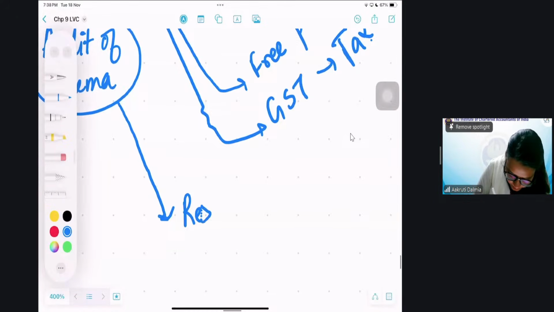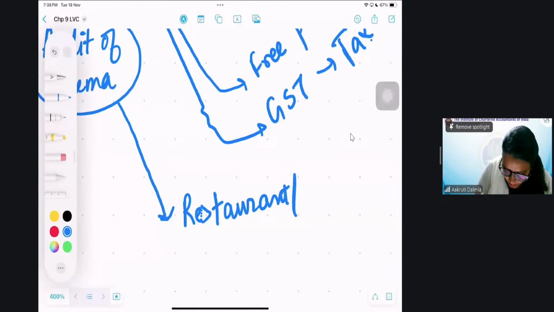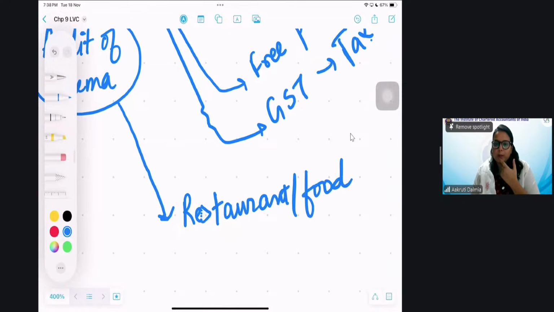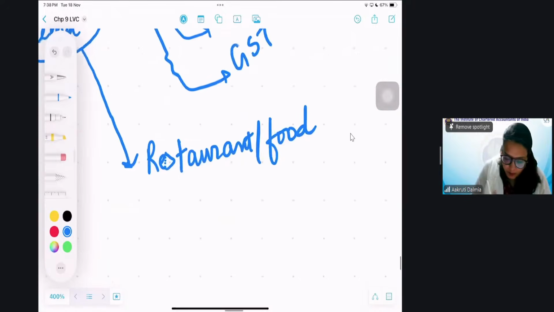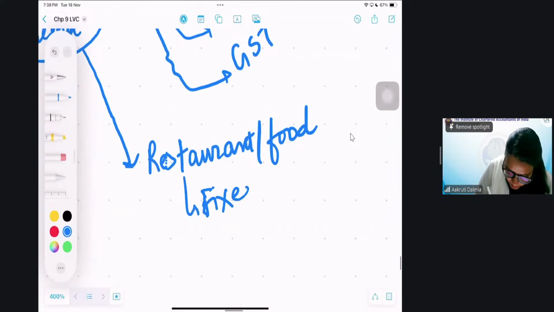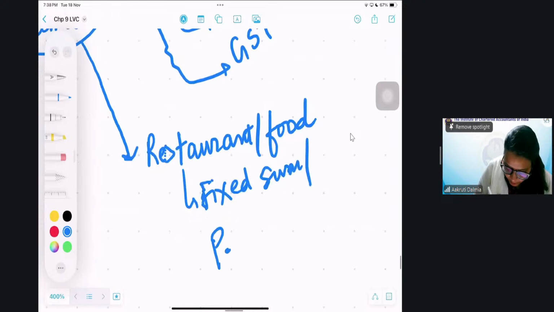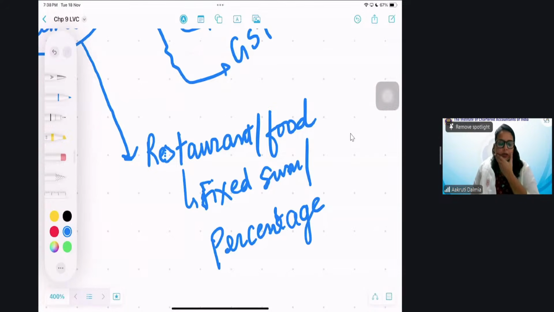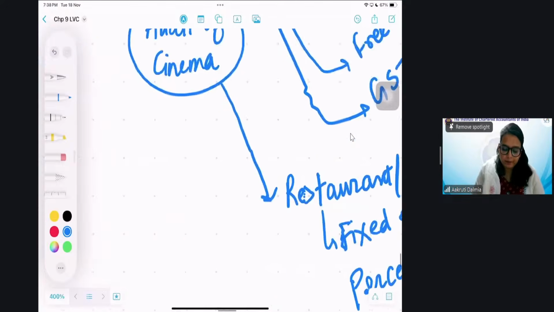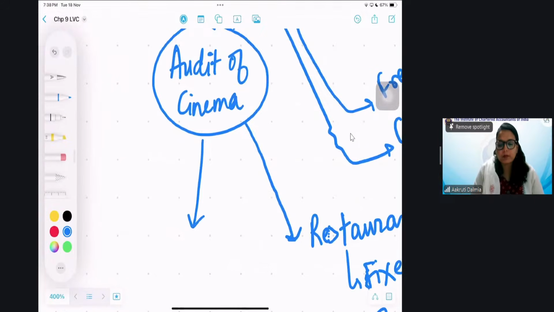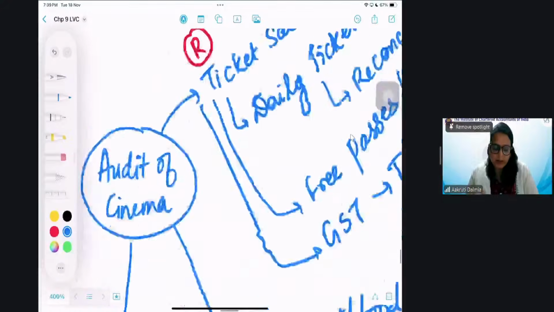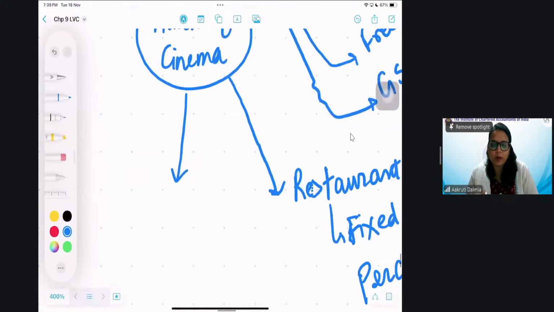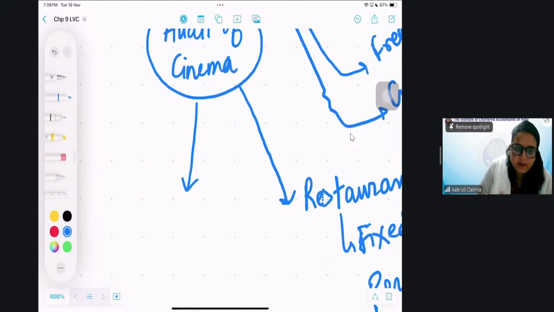Food. Okay. So there should be proper vouching and verification of restaurant income. Either you can receive a fixed sum, or you might receive a percentage of profit. So you have to check properly. Okay. What is another source of income for cinema theaters? One is ticket sales. Second is restaurant and food income. What is another source of income? Ads. Very good.